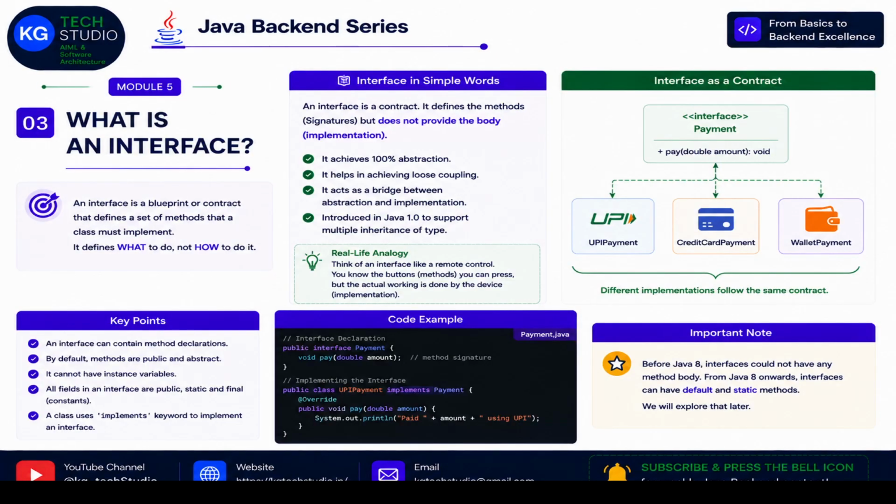An interface is like a contract, right, where we don't have any method implementations. It provides us 100% abstraction, and it helps us to achieve loose coupling between systems. It acts as a bridge between abstraction and implementation. It was introduced in Java to support multiple inheritance of type.